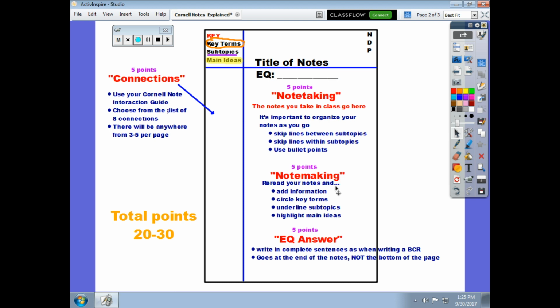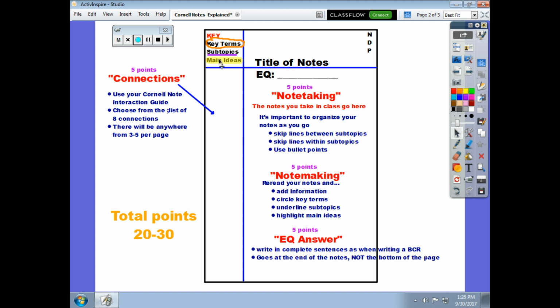Subtopics are rather easy to find. So for instance, we write down the title of the notes. That's not a subtopic. You think of the subtopics as kind of like the chapters of a book. The title of the notes is the name of the book. The subtopics are the chapters in the book, the main divisions of the book. And so you want to underline those subtopics. I did mine up here in purple.